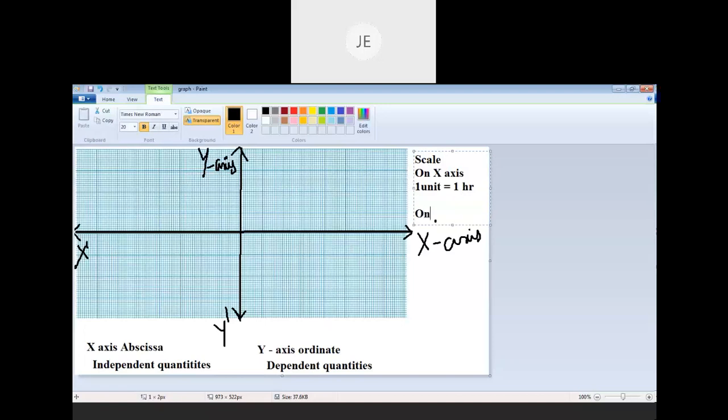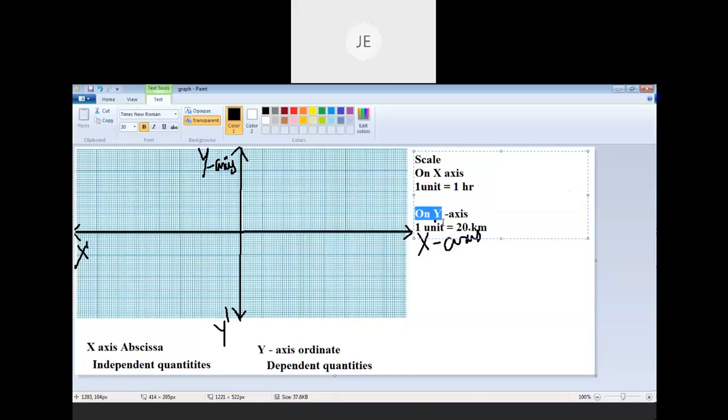And on the y-axis, one unit is equal to some 10 kilometers. Or let us take 20 kilometers because the graph is very small in size, so that's why I'm taking a larger value. But you should mention it. Whatever it is, even if you take small values or large values, you have to mention it here.